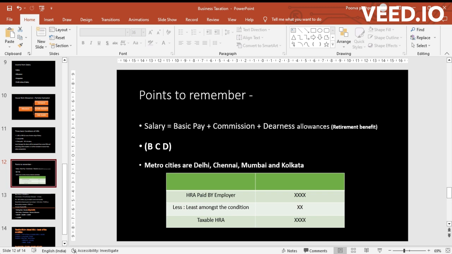And which are the metro cities? Metro cities are Delhi, Chennai, Mumbai, and Kolkata. If these cities are there, we have to consider 50% of salary. If these cities are not there, we have to consider only 40% of salary. So basically, HRA paid by the employer minus the least amongst the conditions gives us the amount of taxable HRA.